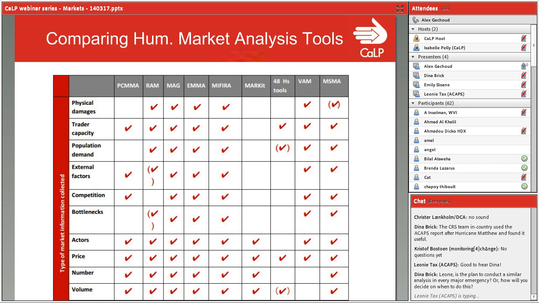And at Oxfam, we try to cover the whole disaster cycle. And also we try to carry out market analysis in the different phases of the disaster cycle, but also depending on the different program intentions that we have. So this is in line with the market-based programming spectrum framework that Dina presented earlier.